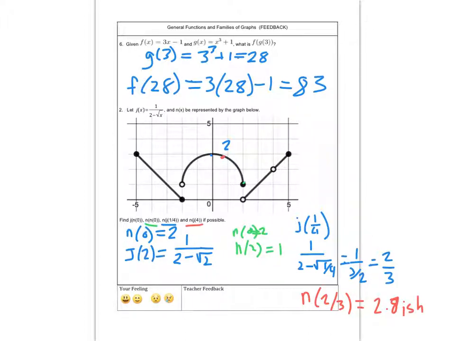All right, and finally, n of j of 4. So I got to find j of 4. J of 4 is going to be 1 over 2 minus the square root of 4, which is going to be 1 over 2 minus 2, which is 1 over 0. I cannot plug that in. This does not exist. J of 4 is undefined, therefore I cannot plug that into n in order to get that value.